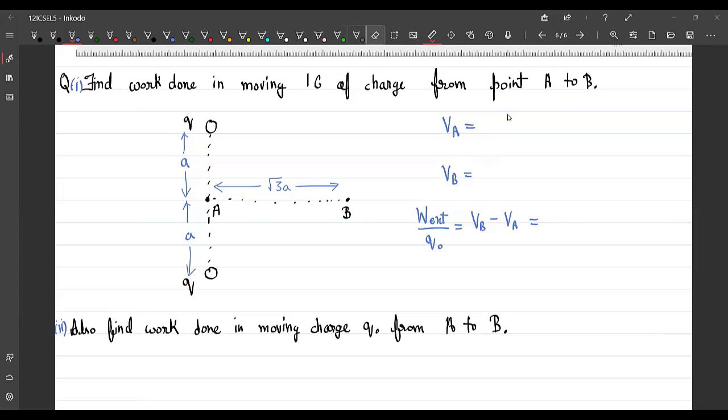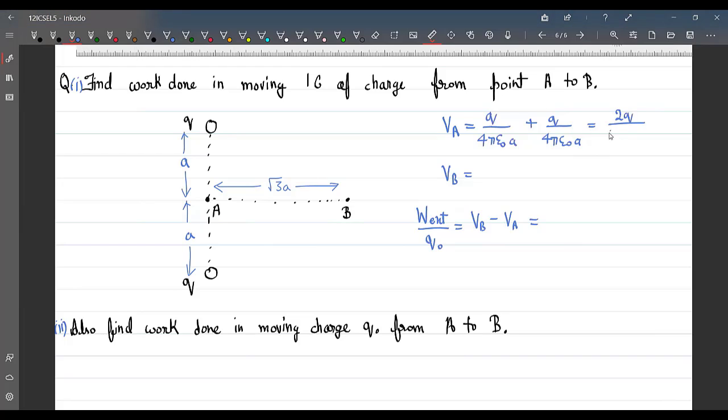Q square by 4 pi epsilon naught A. No, we are talking about potential. So for potential we just write the distance between these two. It is not potential energy, it is potential. So Q by 4 pi epsilon naught A due to the first charge, then Q by 4 pi epsilon naught A with the second charge. Is that clear?